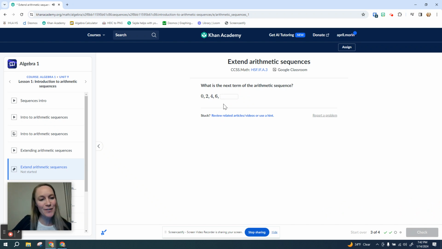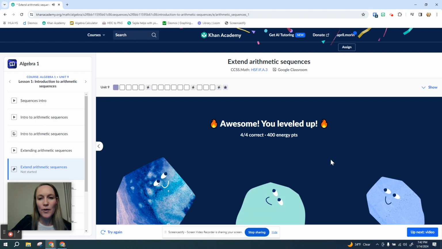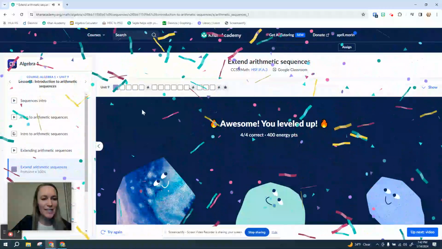Okay, this one's pretty easy, right? 0, 2, 4, 6, 8, right? Add 2. And then -6, -3. Okay, so I'm adding 3. And I'm adding 3, 3, 6, 9, 12. So 9. That's the first square. Pretty simple there.